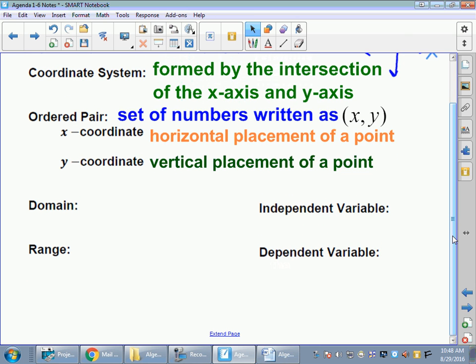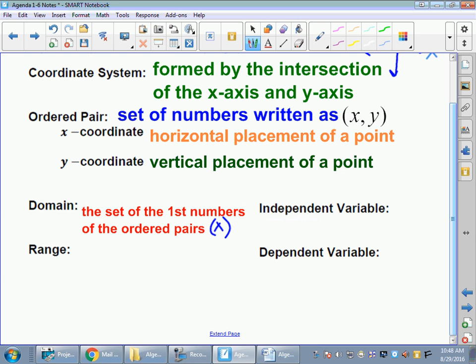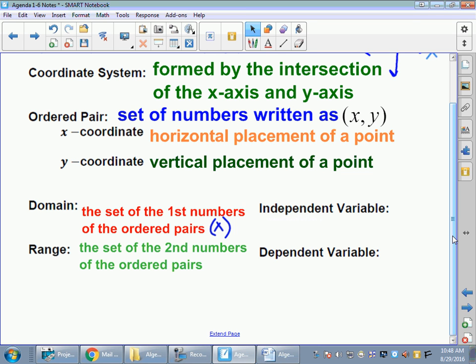Domain and range, I think you've heard of before. Domain is the set of the first numbers of the ordered pairs, or the x values. And surprisingly, the range is the set of all the second numbers of ordered pairs, aka the y values.